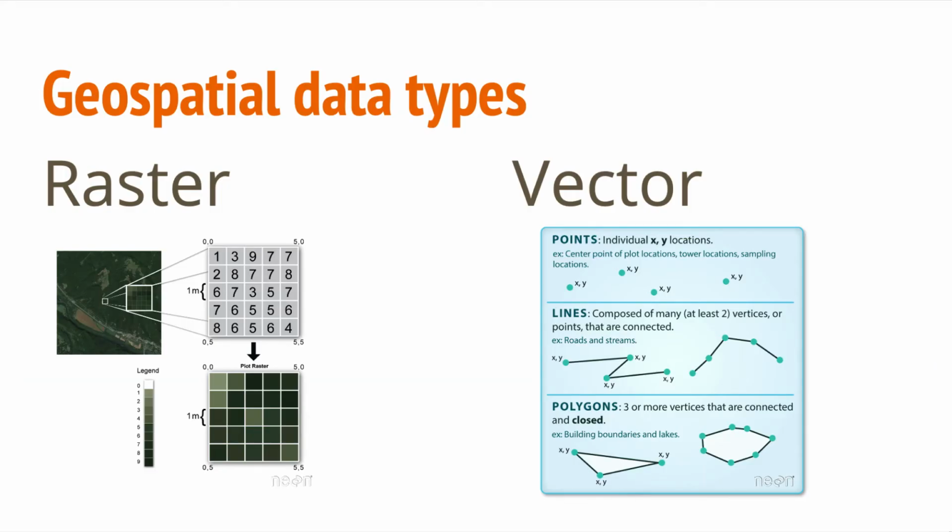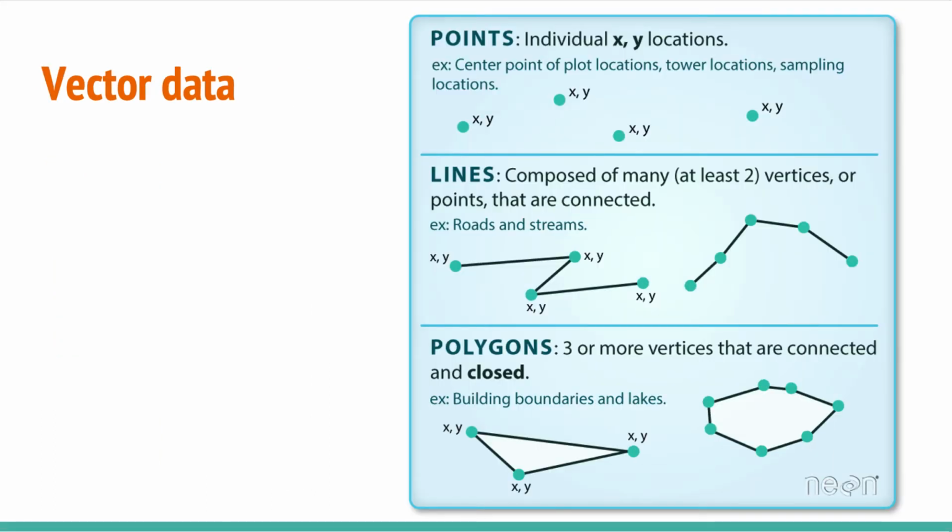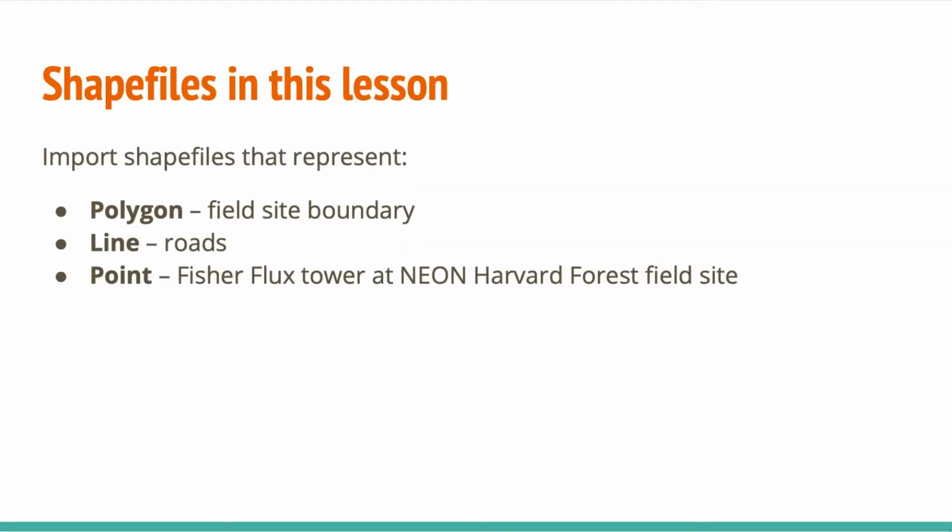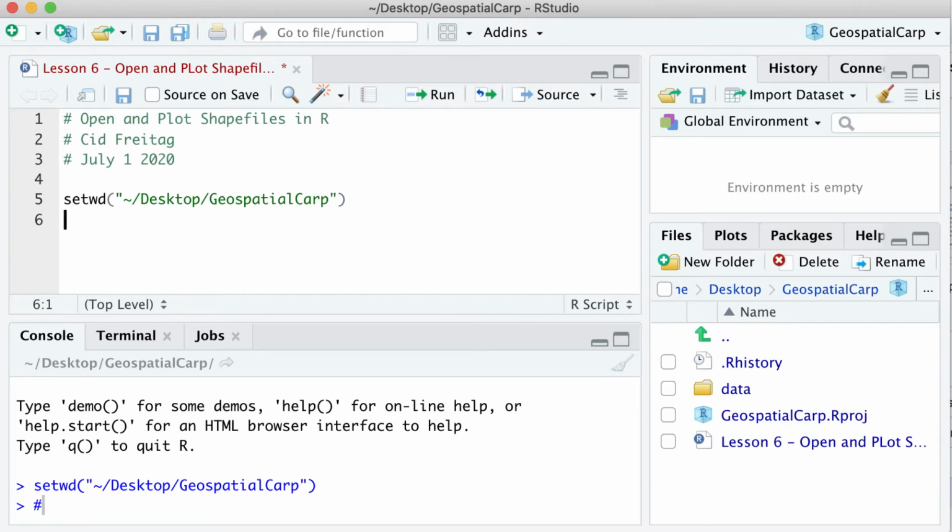So now I'm in the Geospatial Carp working directory, which I also have displayed here in the Files window. Starting with this episode, we're going to be moving away from working with raster data and start working with vector data. So in this lesson, we're going to open and plot point, line, and polygon vector data that's been stored in a shapefile format, and we'll open it in R.